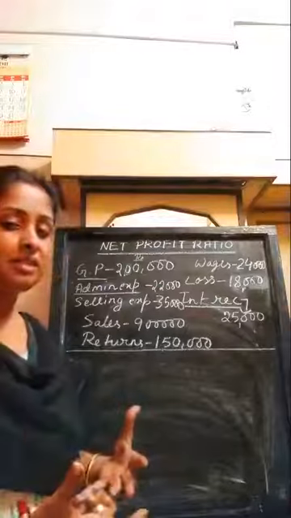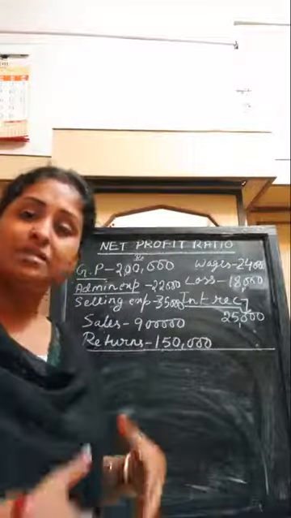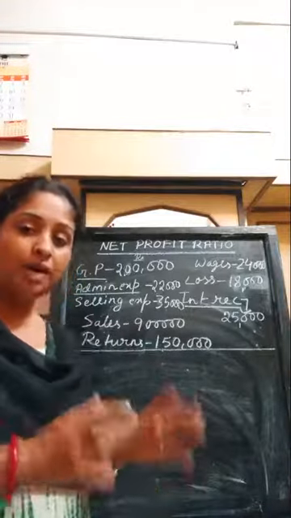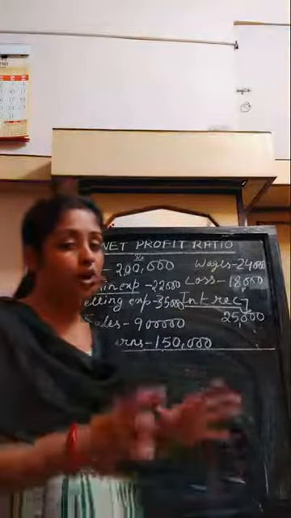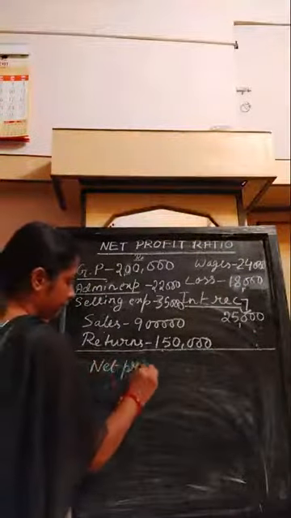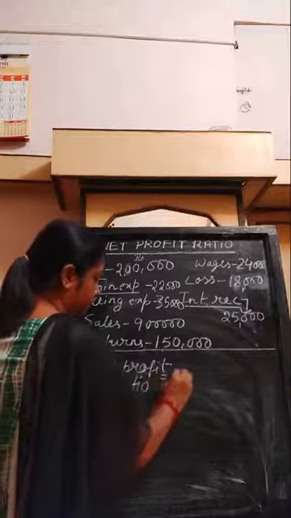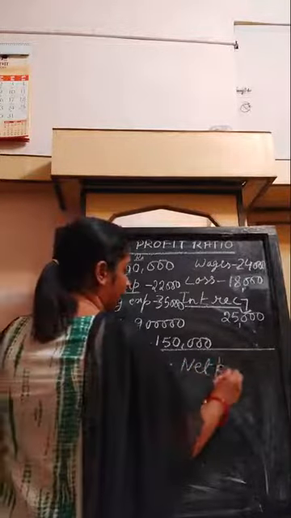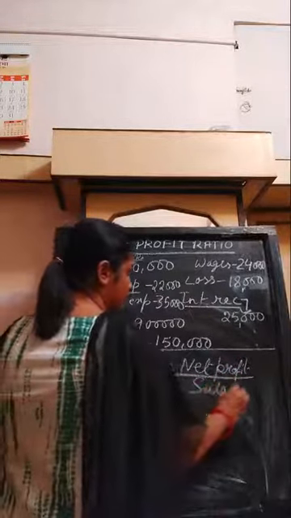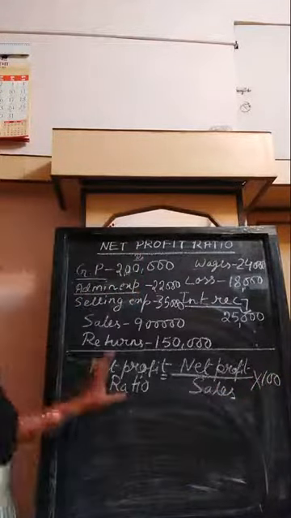Many more indirect expenses can be given through a sum of net profit ratio. When you are asked to find out net profit ratio in some other sum, many indirect expenses may also be included in the sum. But the process will be the same, and the formula of net profit ratio is net profit divided by net sales, into 100. This is the formula of net profit ratio.